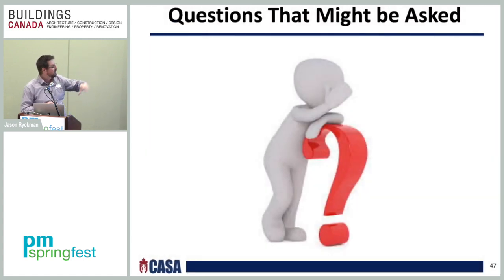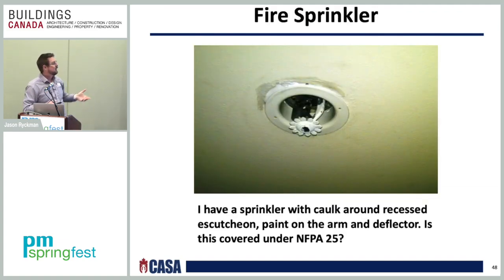So here are just some of the questions that you may have. Fire sprinkler: I have a sprinkler with sound caulking on it around the recessed escutcheon, paint on the arms, and deflector. Is this covered by NFPA 25? Everyone should be shaking their heads. Yes, it is.